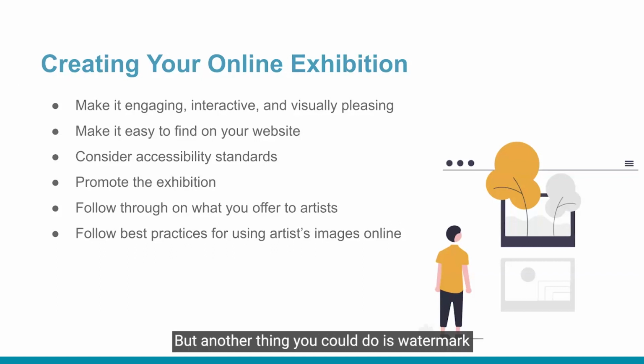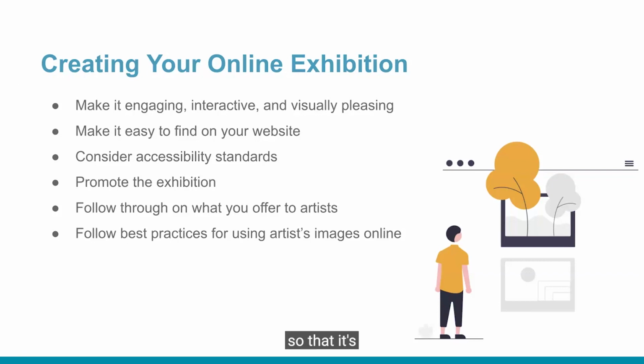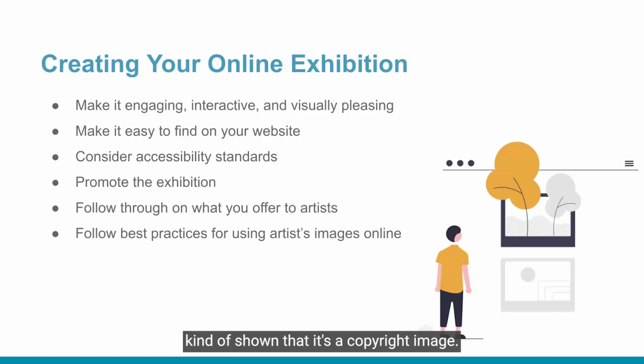Not as commonly used, but another thing you could do is watermark the images, adding something that can deter unauthorized use, even if it's small and in the corner, so that it's shown that it's a copyright image. You can embed metadata, including copyright info and licensing terms, in the file of the image itself. This could help protect the artist's rights if someone were to download it. You would want to include that anyway, so if you know how to do that, you can do it.